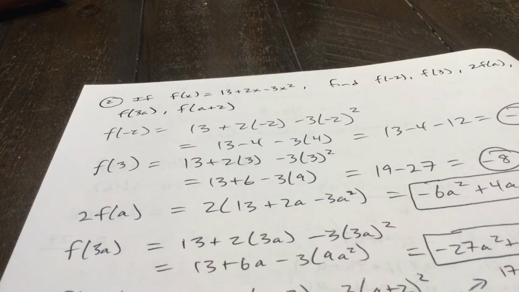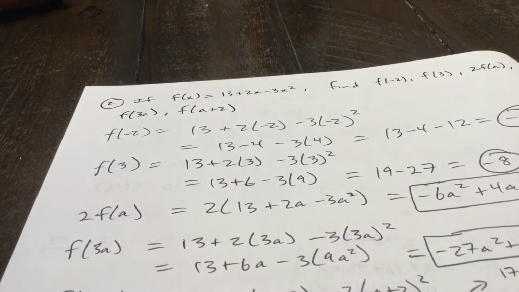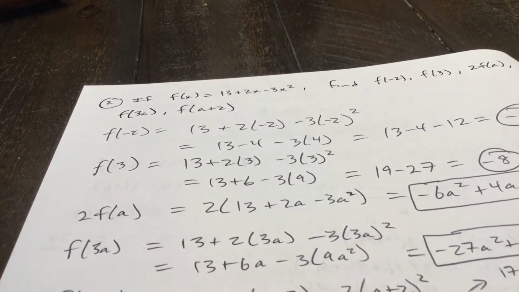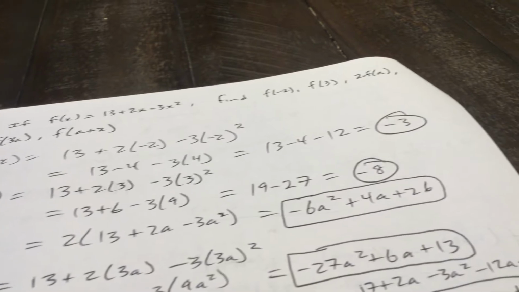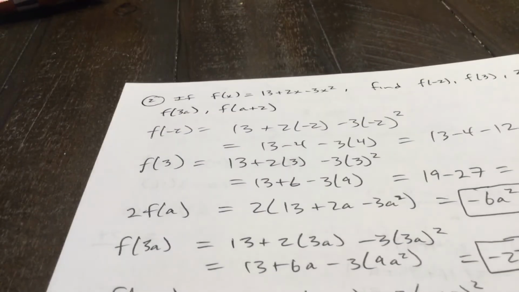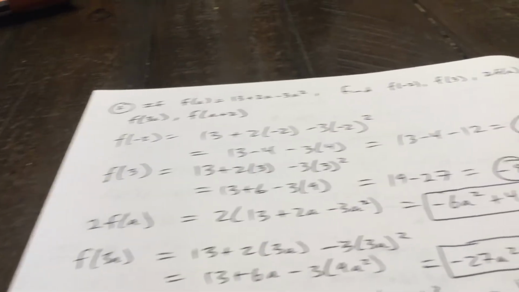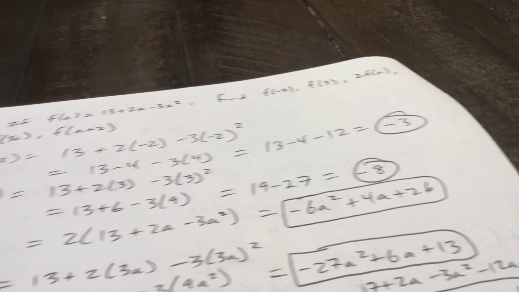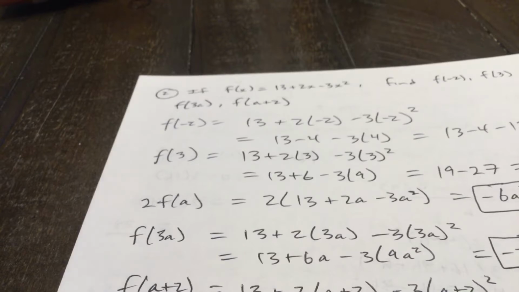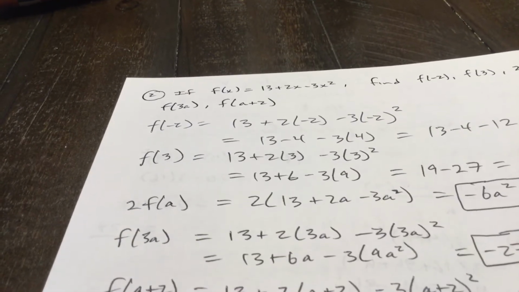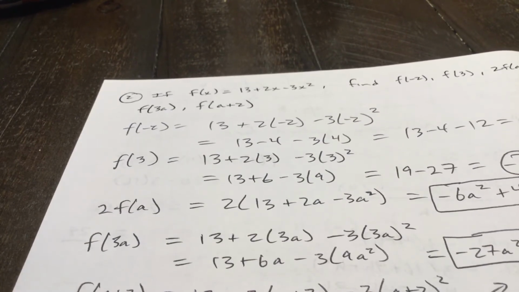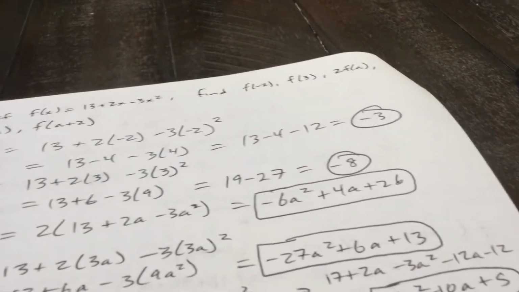All right, so if f of x is equal to 13 plus 2x minus 3x squared, find first f of negative 2. Plug negative 2 in for x. It's going to be negative 3. Find f of 3. Plug 3 in for x. It's going to be negative 8. Find 2f of a. So first off, plug a in for x. And then double everything. I just switched the order there.